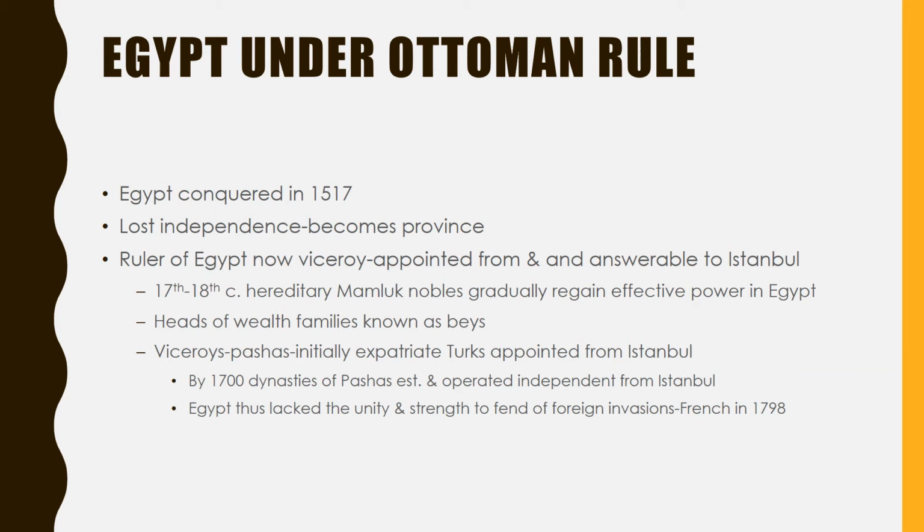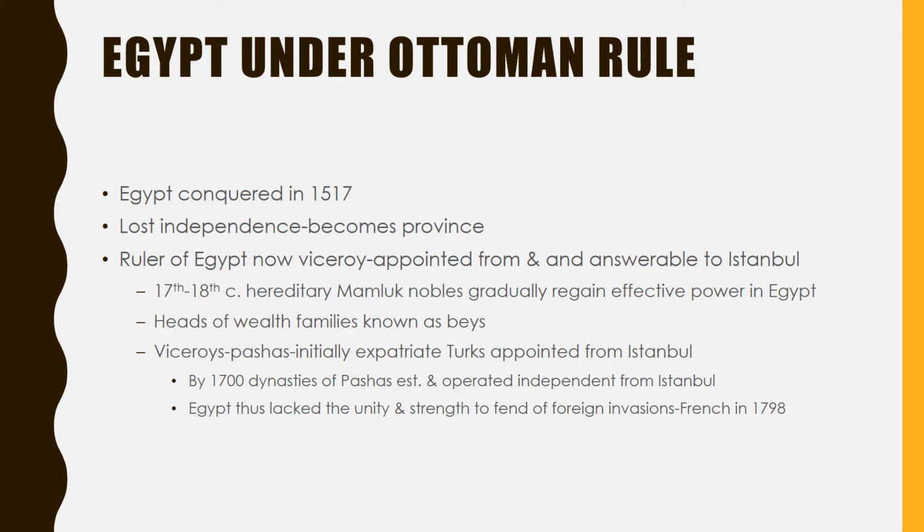Egypt is going to be conquered by the Ottomans in 1517. By this point in time, they have lost their independence as an independent power, and they are now a province of the Ottomans, similar to their past history as being a province of the Roman Empire and the Greeks before that. The ruler of Egypt was now essentially a viceroy who was appointed from and answerable to Istanbul.